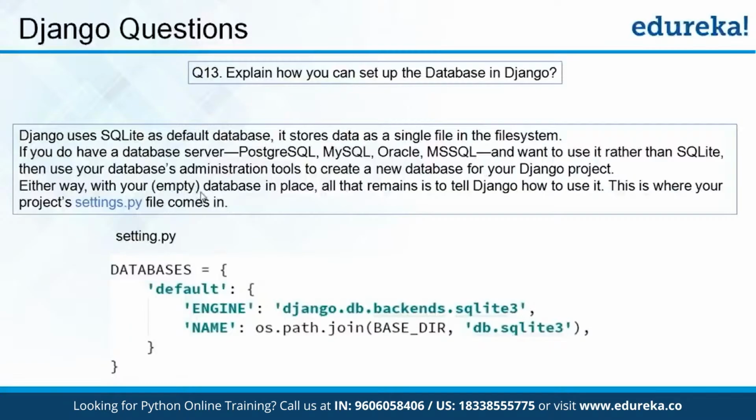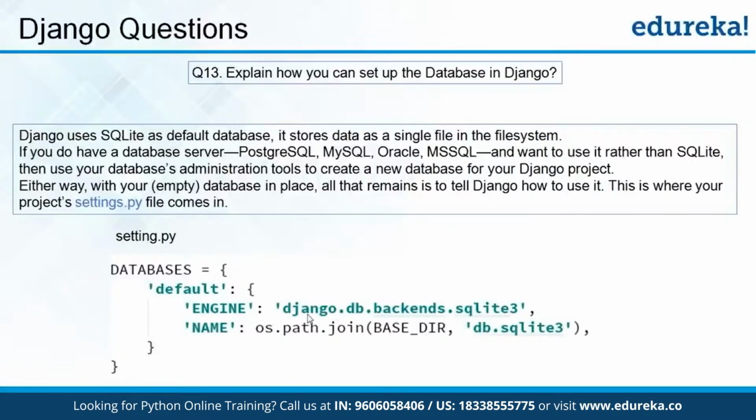So basically, either way, with your database in place, you tell Django how to use it. This is where your settings.py file comes in. In your settings.py file, you do all the configuration regarding that particular database, or your web server information. So you've got your databases, which will tell you the default, or your standby or your slave or whatever it might be. The default database is typically SQLite.